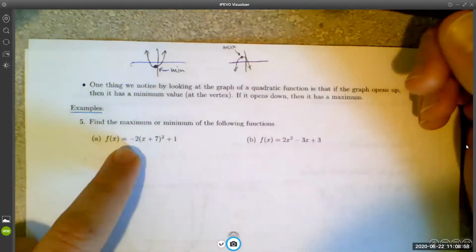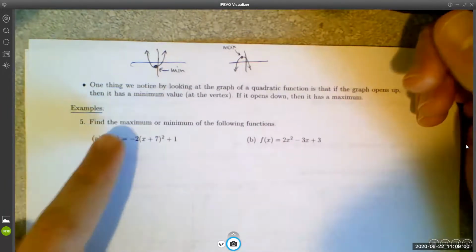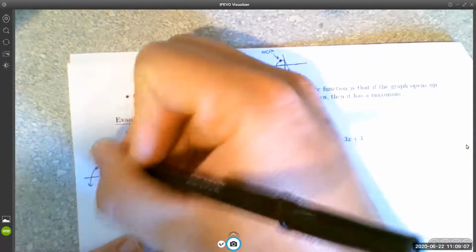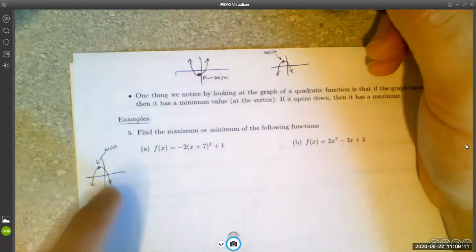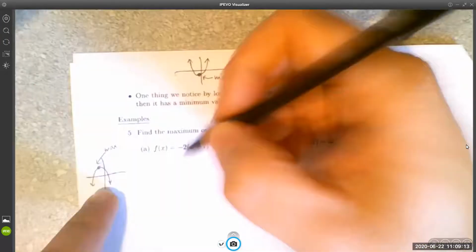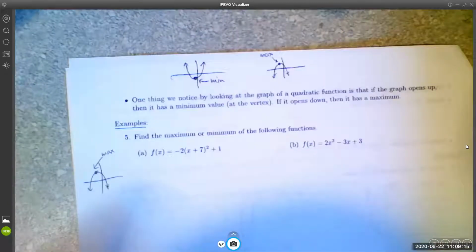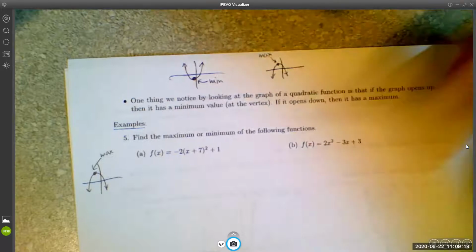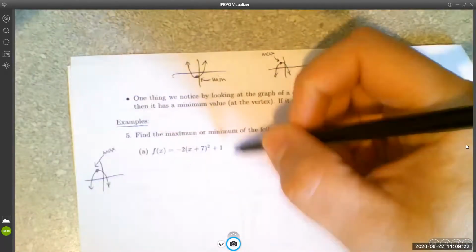So on part A, I think I said already, you're going to have a maximum because this thing opens down, right? Right, so you've got a maximum. I don't know if that's accurate at all. I don't know if that's what the function looks like, but I do know that the function opens down, so you've got to have a maximum. Where does the maximum occur? Well, it occurs at the vertex. What's the vertex of this parabola?